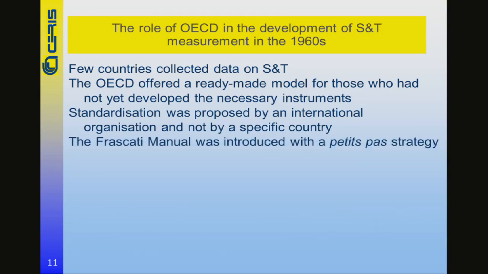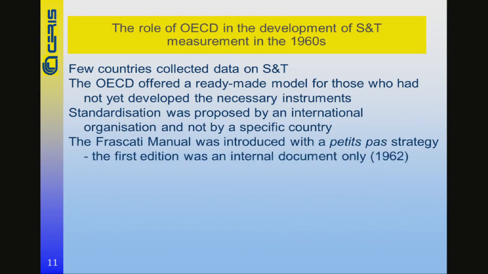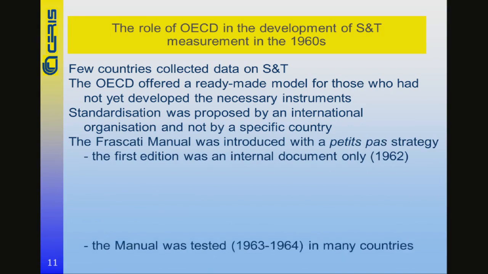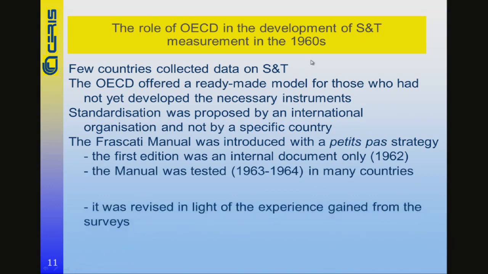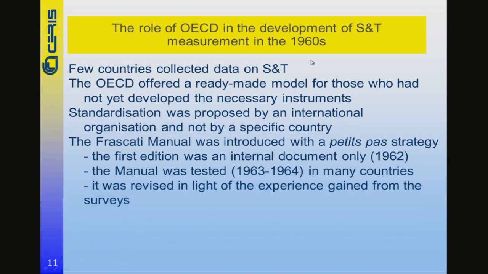The Frascati Manual was then introduced in a petit pas strategy. The first edition was an internal document only. It was not a real manual as we understand a manual nowadays. The first manual was tested in many countries in 1963 and 64, and it was revised in light of the experience gained from the surveys. So there was this process.